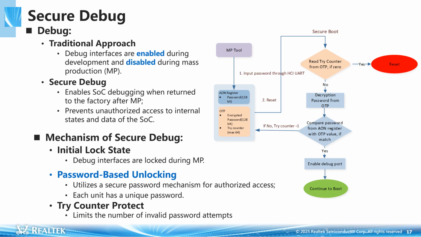As illustrated in the diagram, the debug interface is locked during mass production. If debugging is needed, a password must be entered using the MP tool. The chip will then reset and perform a secure boot flow, which checks if the input password matches the one stored in the OTP. The debug interface is reopened only when the passwords match. Additionally, the try-counter protection mechanism limits the number of invalid password attempts, enhancing security against unauthorized access attempts.